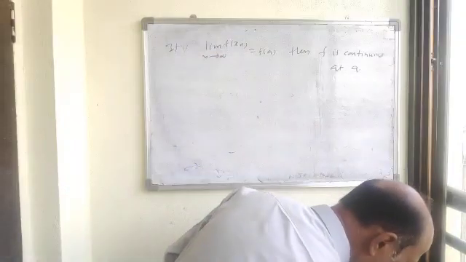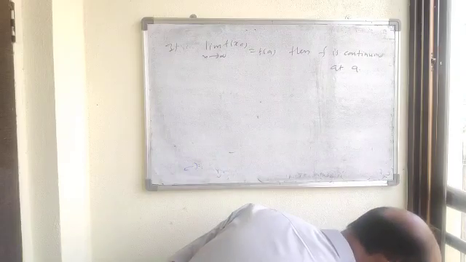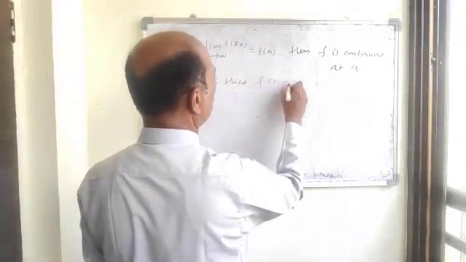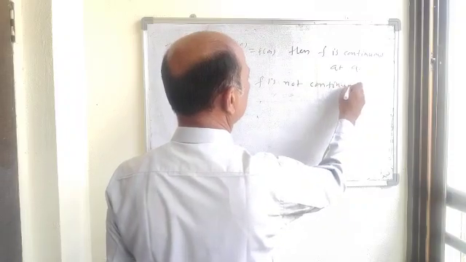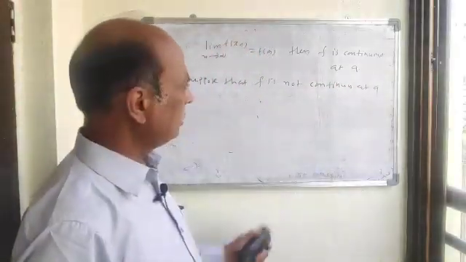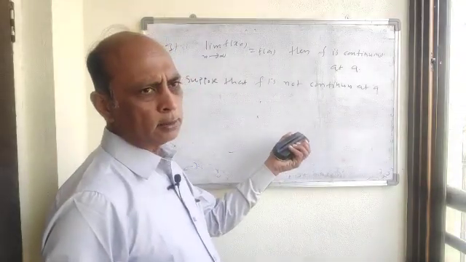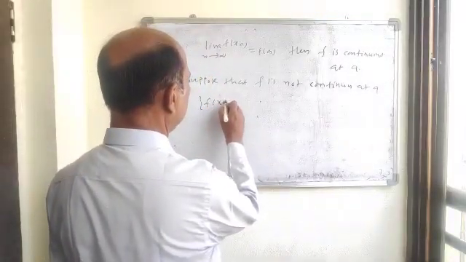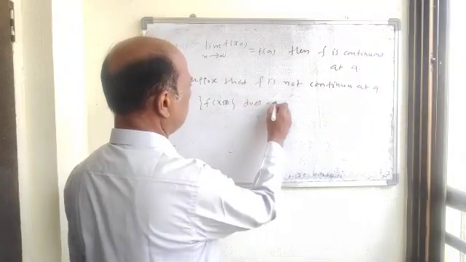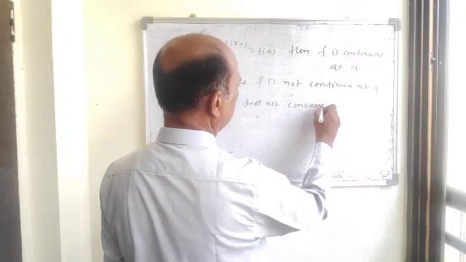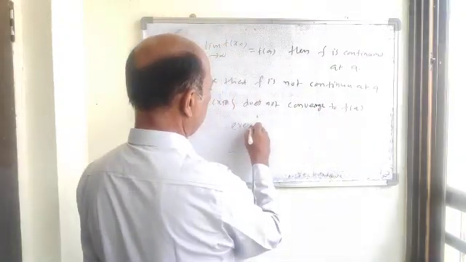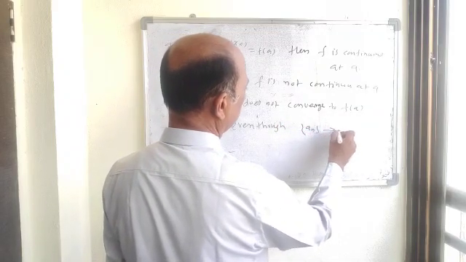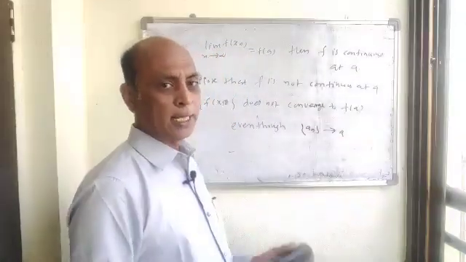So here we will suppose that f is not continuous at A. And as we are supposing that f is not continuous at A, then we have to show that the sequence f(x_n) does not converge to f(A) even though there is a sequence x_n that converges to A. By taking the negation we are proving this.